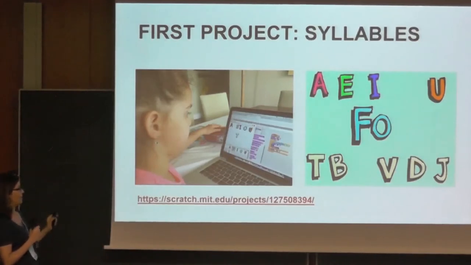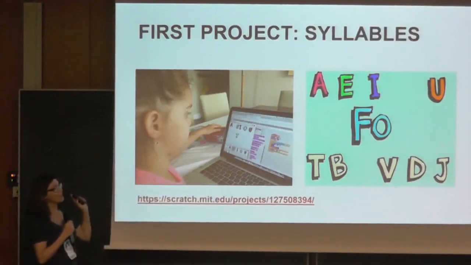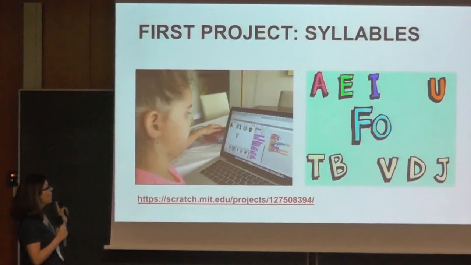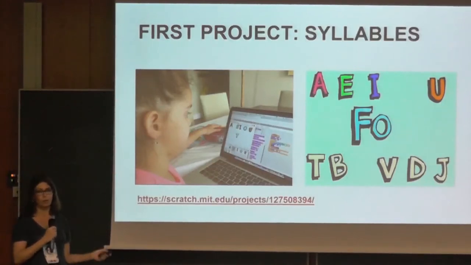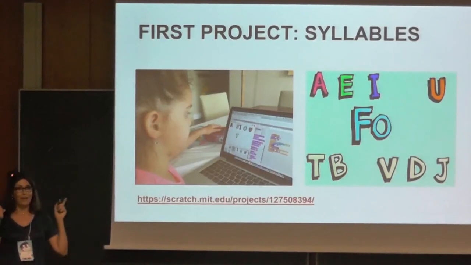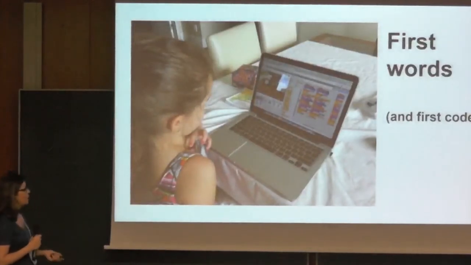And interestingly, you can see here that at the same time, this child was learning how to join letters to make words. She was seeing how to join blocks to make code. It was very interesting. It was the very first case that I saw that someone was learning both things together. She was very, very engaged and learning very fast.